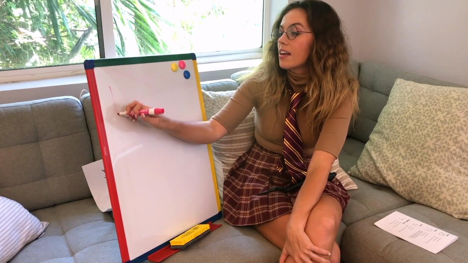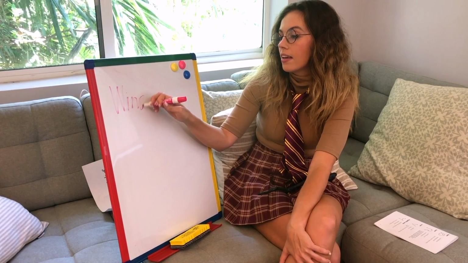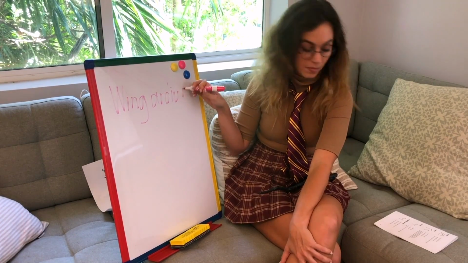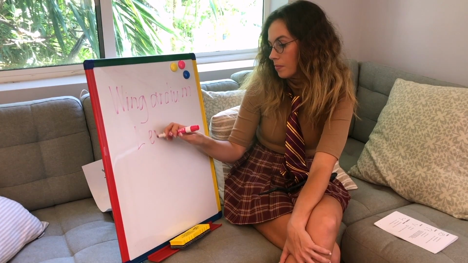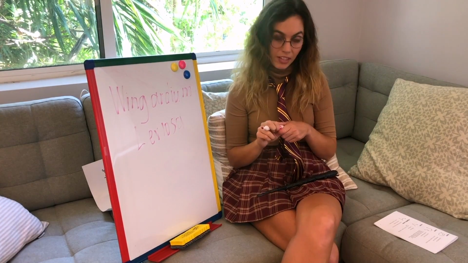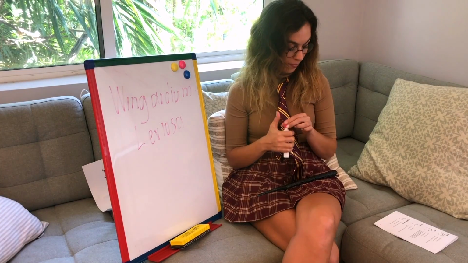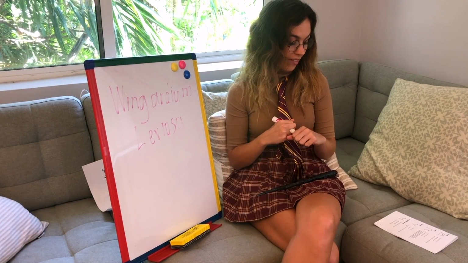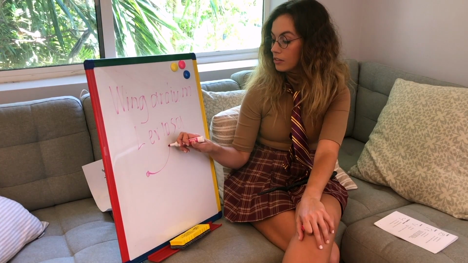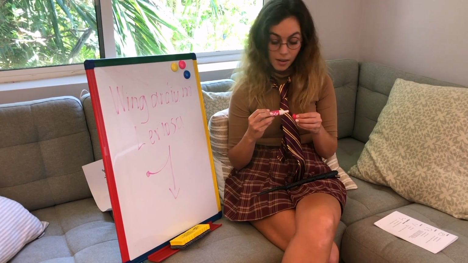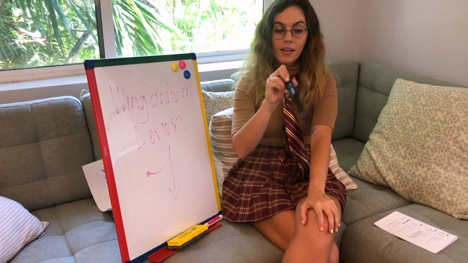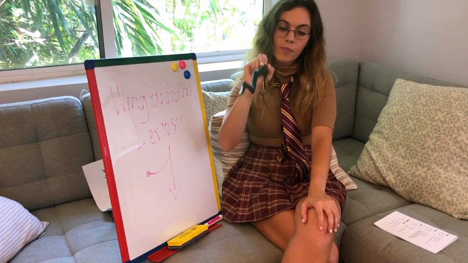Okay, the next one is called Wingardium Leviosa. Wingardium Leviosa is the levitation charm, and it's just used to levitate objects. So what this looks like is right here. I'm gonna do a little twirl and down. So Wingardium Leviosa. Go ahead and try that. Wingardium Leviosa.